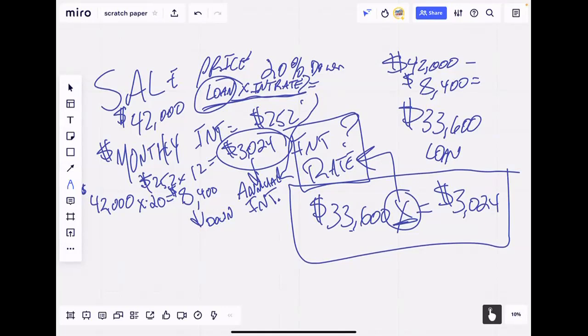Okay, so which one are you going to divide into which one? You're going to divide the 33,600 into the 3,024? Give it a shot. And I got 0.09. 9% interest rate. Yeah. What you do is this, you always divide to isolate X.